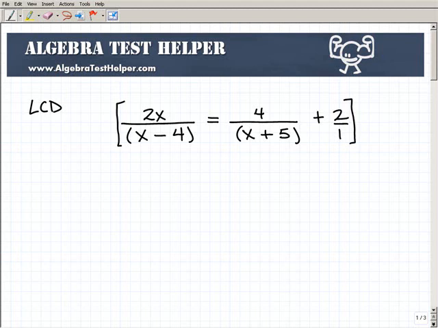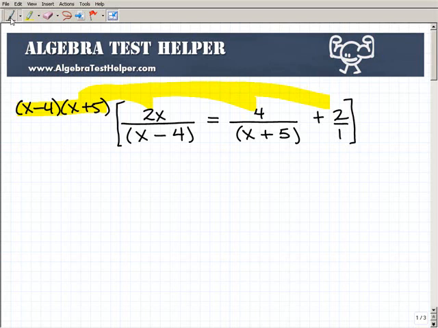So once again, like I said in the beginning of the video, these are like little problems within problems. But the LCD, the lowest common denominator for this particular equation, is going to be x minus 4 times x plus 5. And another way to think of the LCD is, what do I need to multiply this entire equation by to clear all the fractions? If you think about it, if I multiply x minus 4 times x plus 5 times each one of these terms in my equation, you'll see how the fractions will go away.